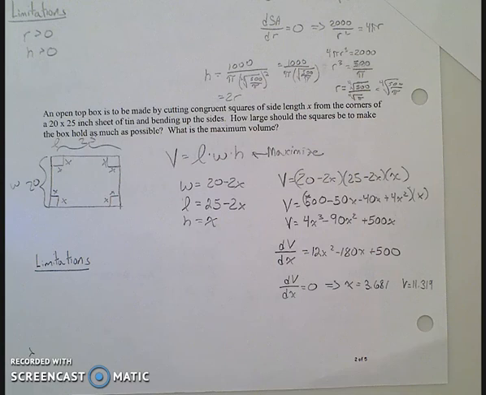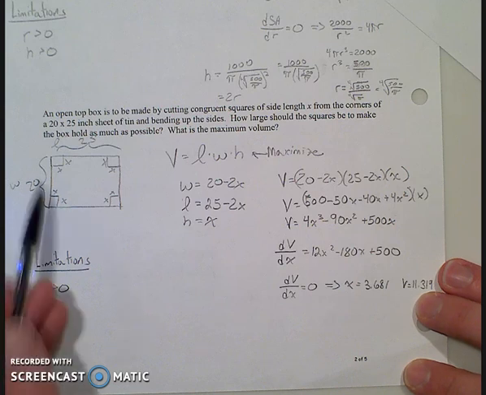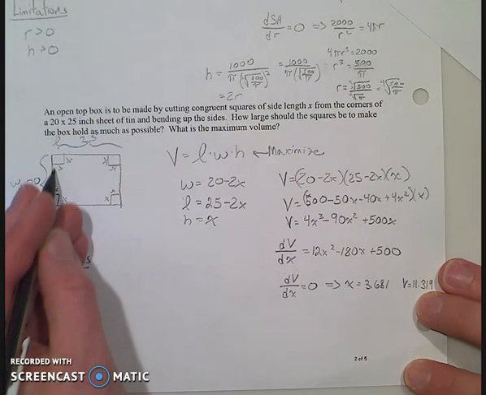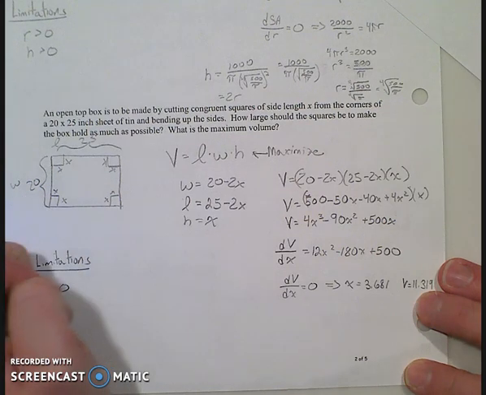So a few things here. One, I've got the limitations. X is greater than 0. We also know that x here has to be less than 10, because if it's greater than 10, we won't have a width. So x is less than 10.